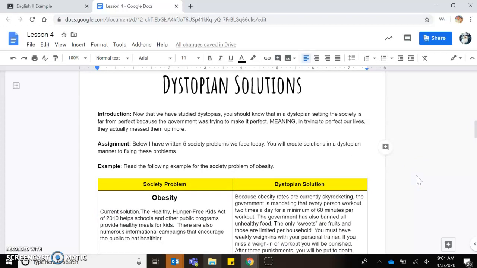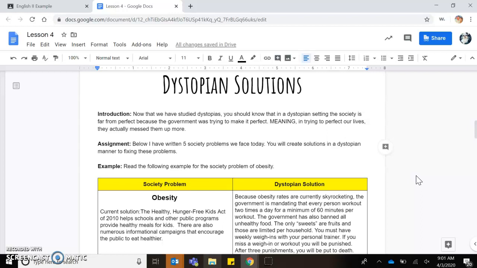And this is the part that has to do with the project that I talked about in the previous lesson. Introduction: now that we have studied dystopias, you should know that in a dystopian setting, the society is far from perfect because the government was trying to make it perfect. Meaning, in trying to perfect our lives, they actually messed it up more. We talked about that in lesson 3.